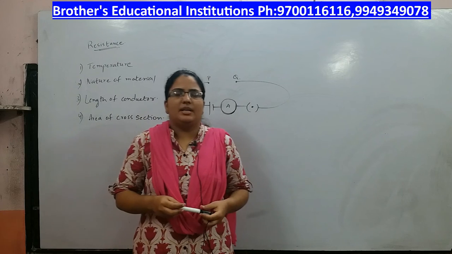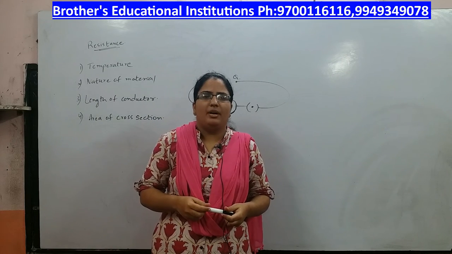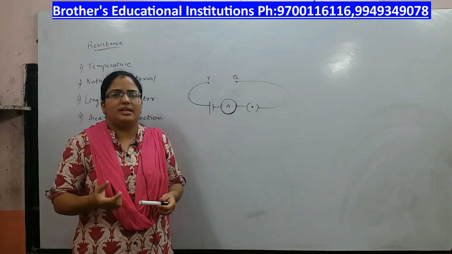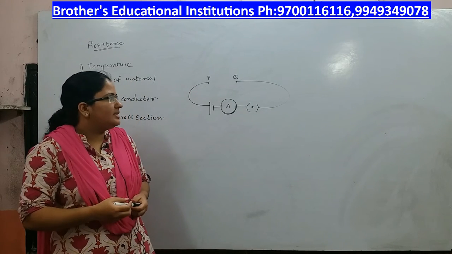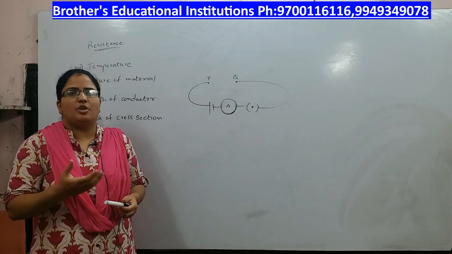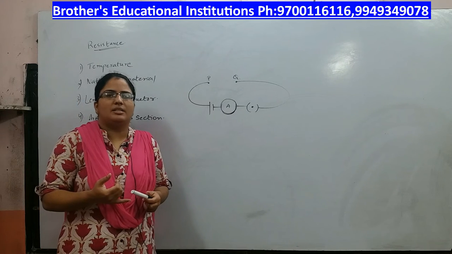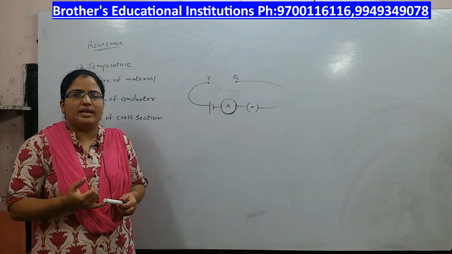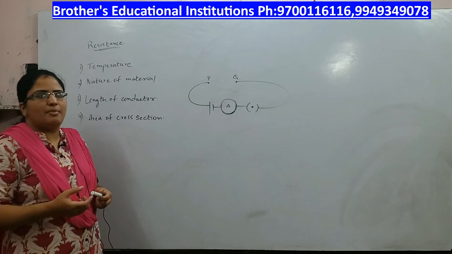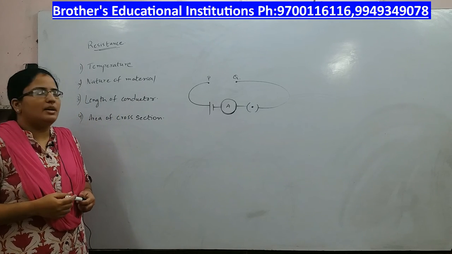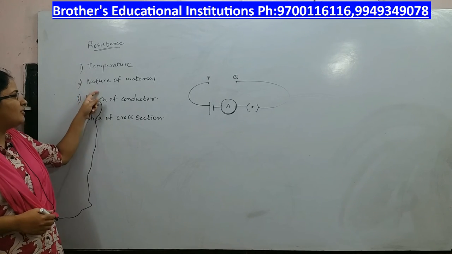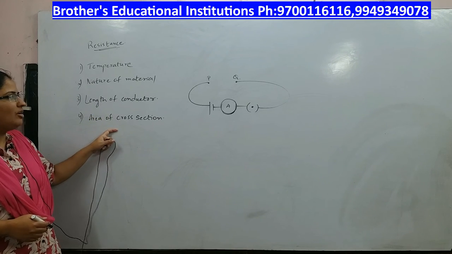In today's class we shall discuss the resistance of a conducting wire and the factors on which the resistance depends. Resistance is nothing but the opposition that electrons face whenever they flow, because of the impurities as well as the lattice ions, that is the nucleus. Whenever the electrons are moving, they face opposition. This opposition to the motion of electrons is called resistance. Resistance depends upon a number of factors like temperature, nature of the material, length of the conductor, and area of cross section.